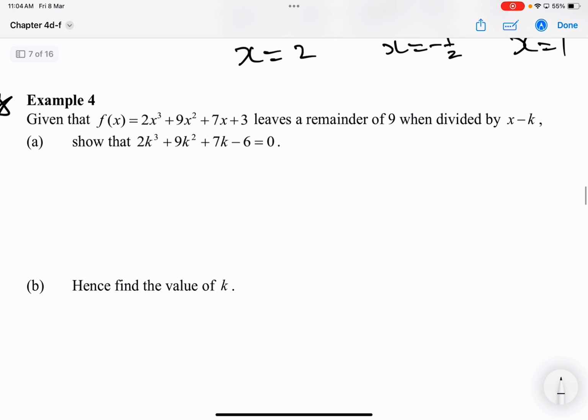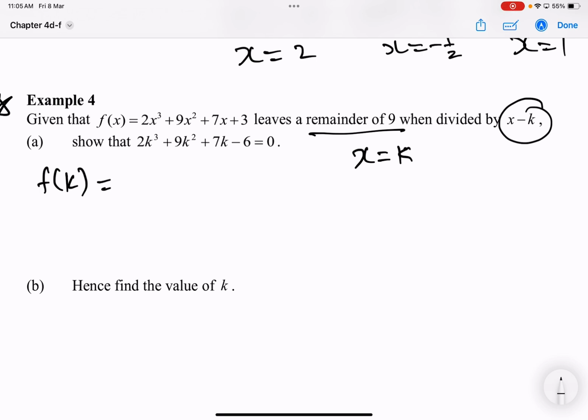Now the first one is actually very simple. They say that given that the function blah blah blah leaves a remainder of 9 when divided by x minus k, show that this whole thing is equals to 0. So we understand from the remainder theorem that when we divide by a divisor, x minus k, I'm going to try to find the value that will make it equals to 0. So I know that x is equals to k. So I'm going to substitute k inside my original function.